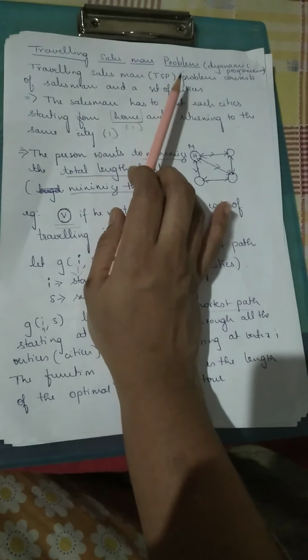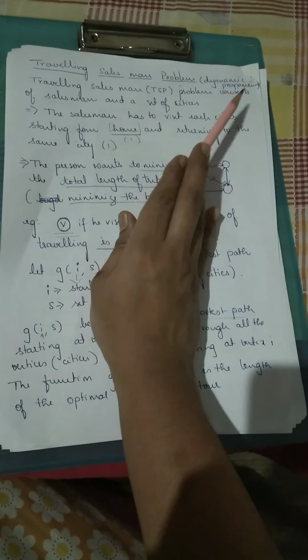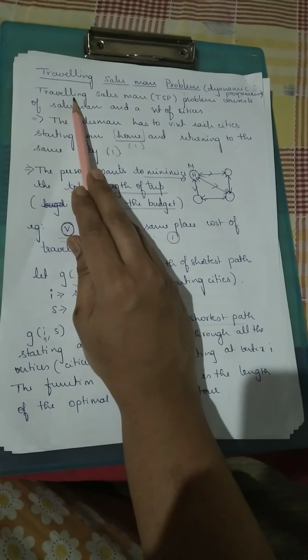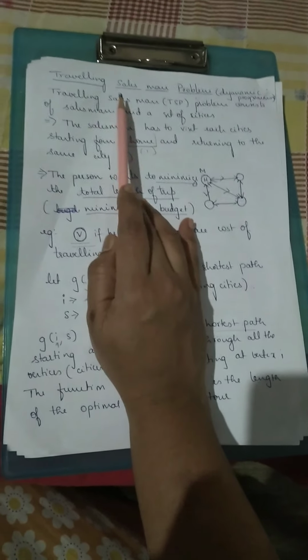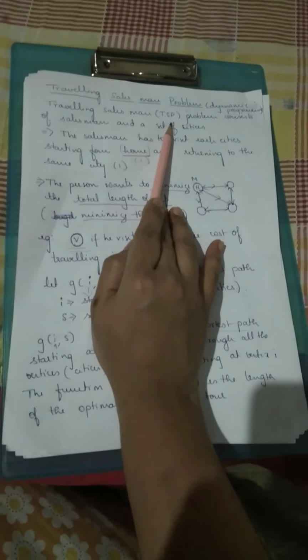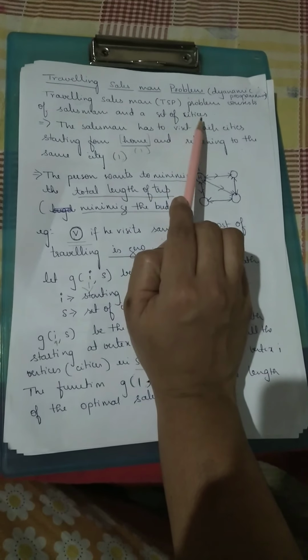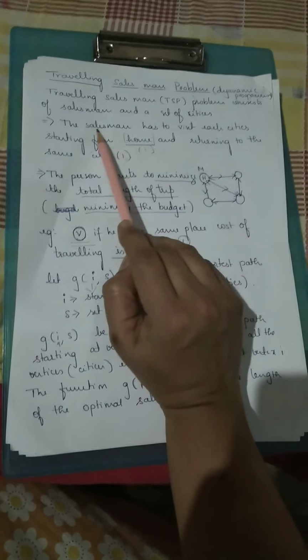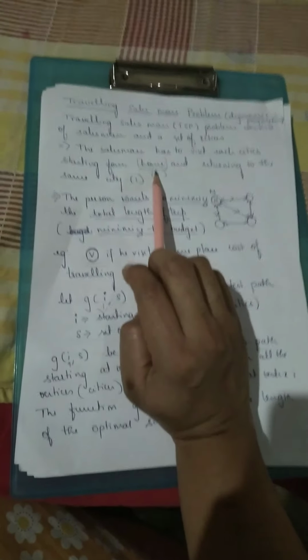Traveling salesman problem. Today we solve the traveling salesman problem using dynamic programming. What do you mean by the traveling salesman problem? The traveling salesman problem, or TSP, consists of a salesman and a set of cities. Here the salesman has to visit each city starting from home.